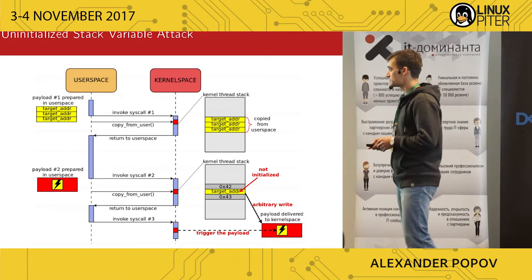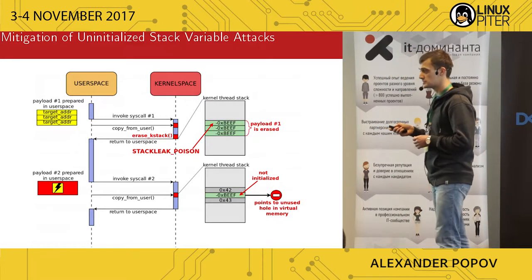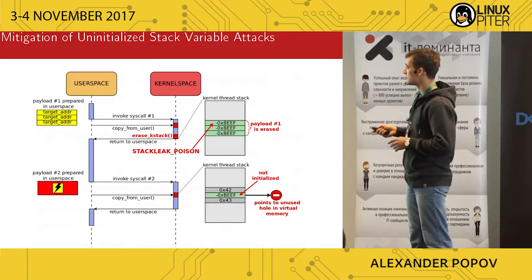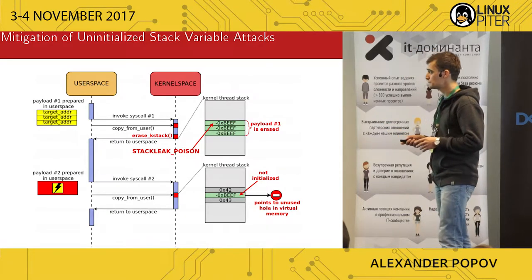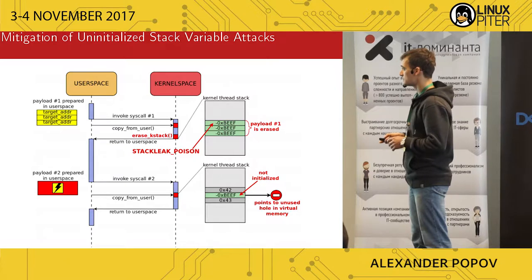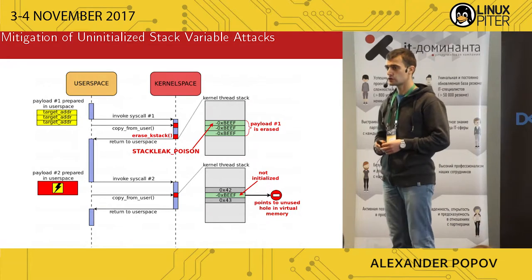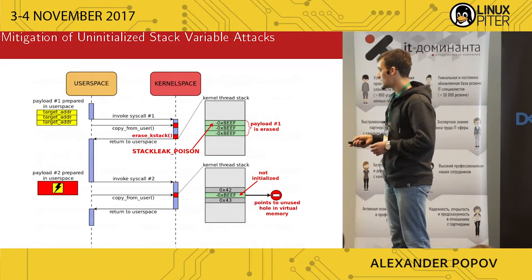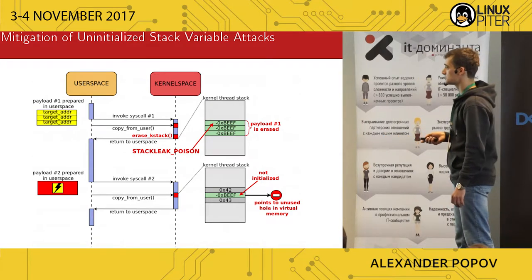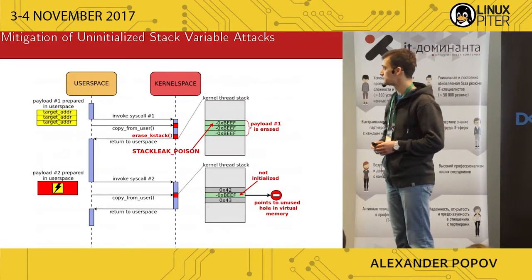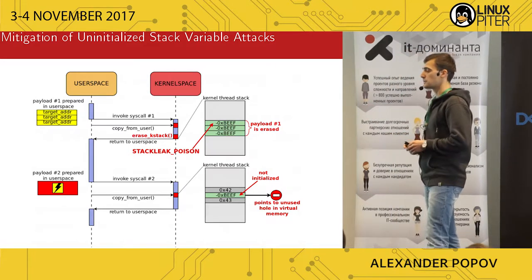And StackLeak copes with it. It erases the kernel stack at the end of the first system call. Payload number one, with the target address prepared in the user space, is now overwritten by the StackLeak poison value. So payload number two is again copied from the user space to the kernel space, but the uninitialized address now is minus beef. By the way, it points to a hole in the virtual memory which is unused. And we have a fault writing this payload to the kernel space. The kernel gives an oops, and the exploit process is killed. So StackLeak copes with this type of attack.